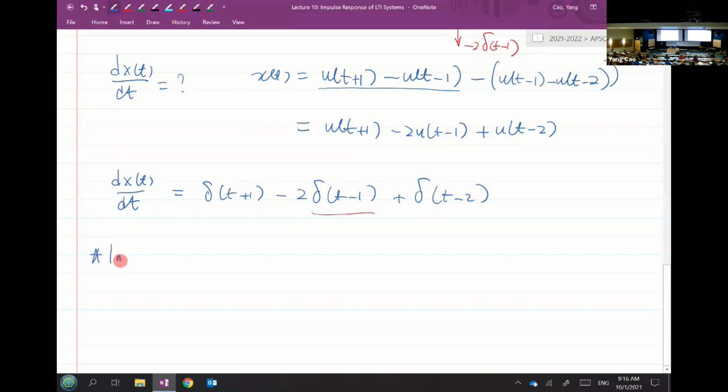The next one I want to touch upon is a very important property, related to the impulse response of an LTI system.